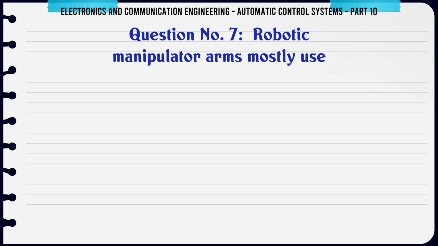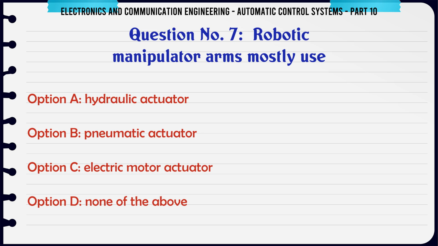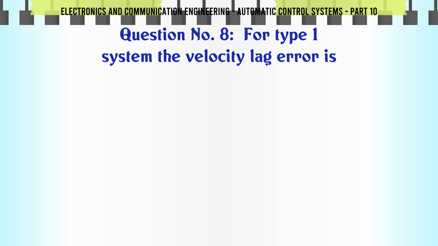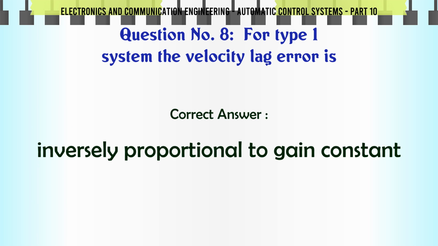Robotic manipulator arms mostly use A hydraulic actuator, B pneumatic actuator, C electric motor actuator, D none of the above. The correct answer is electric motor actuator. For type 1 system, the velocity lag error is A inversely proportional to bandwidth of system, B directly proportional to gain constant, C inversely proportional to gain constant, D independent of gain constant. The correct answer is inversely proportional to gain constant.